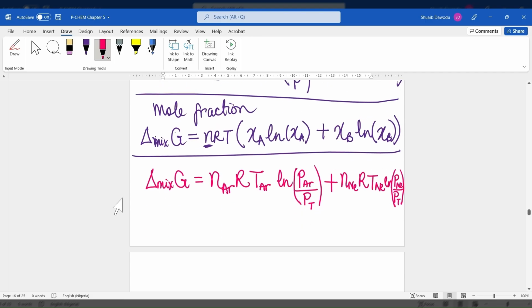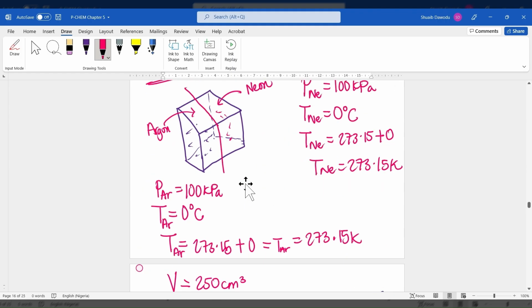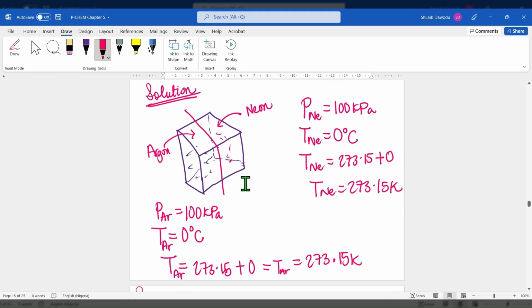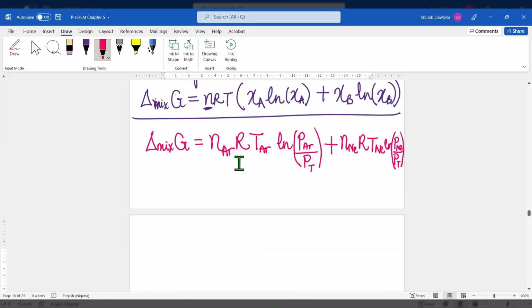So all we need to do is determine the number of moles. Since we've been given the pressure and the temperature, we know what the gas constant is, and we know what the volume is, we can simply determine the number of moles.